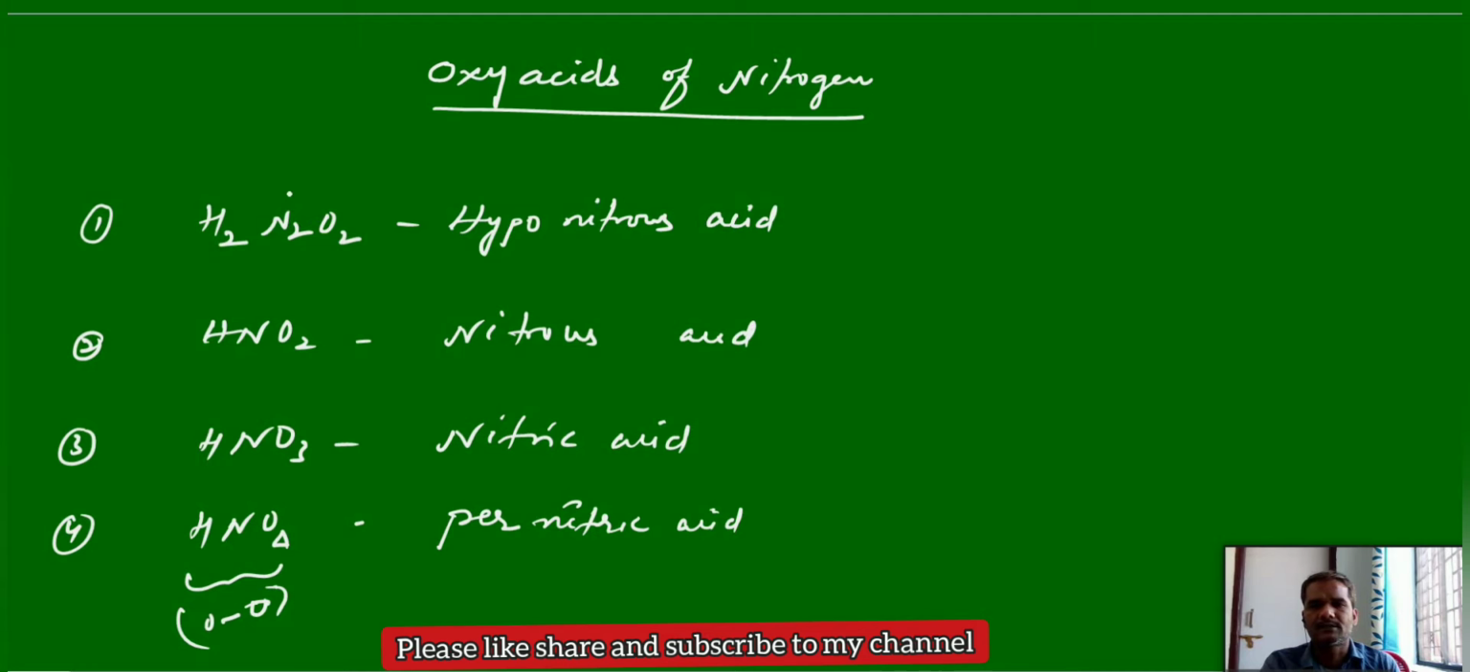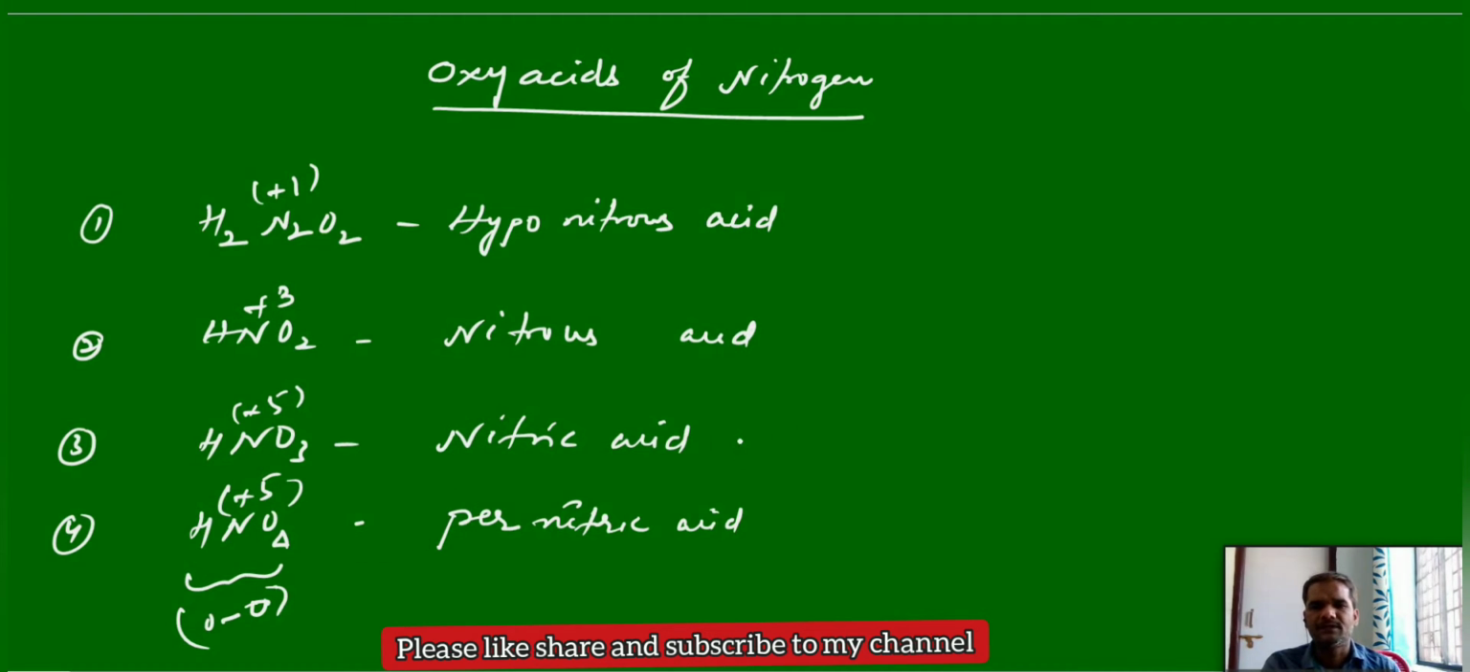In hyponitrous acid, the oxidation state of nitrogen is +1, whereas in case of nitrous acid, it is +3, and nitric acid, it is +5. Again, pernitric acid also it is +5, not +7. Why? Because out of 4 oxygens, 2 of the oxygens are in peroxide linkage, -1 oxidation state. Nitric acid and pernitric acid, their oxidation states are same only.